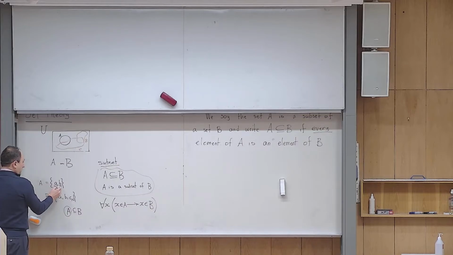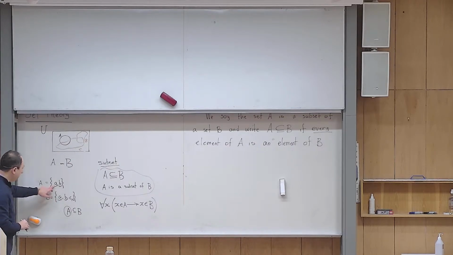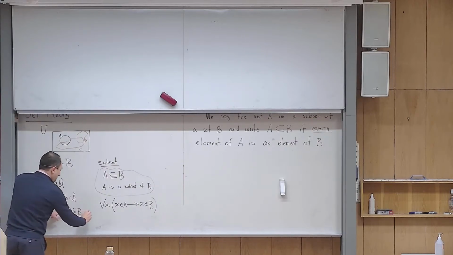There are two elements in A. I have to check all of them one by one. A belongs to A. It also belongs to B. So that's okay so far. And then I go to the next element, B. B is an element of A. I go inside B and see that, oh, this is also an element of B. That is enough. Every element of A is an element of B, so this statement is true.